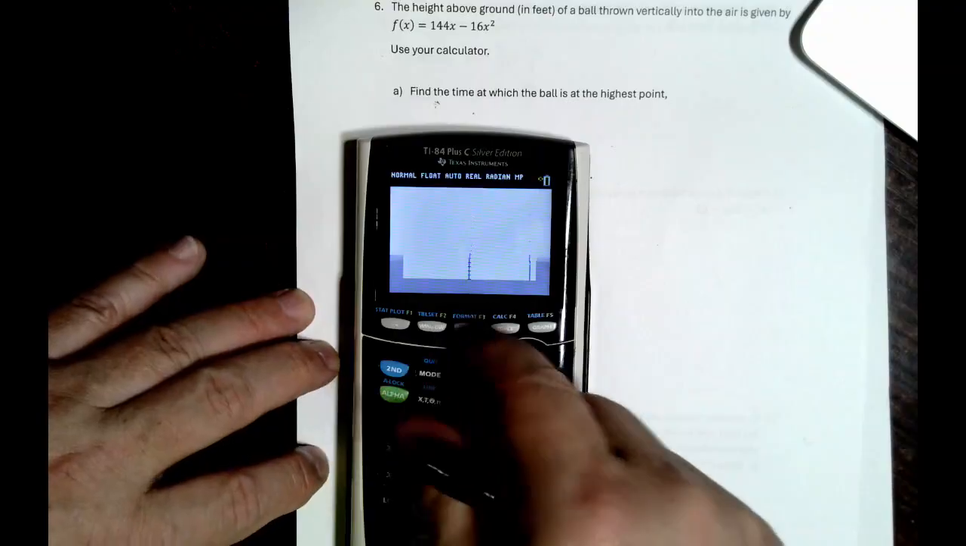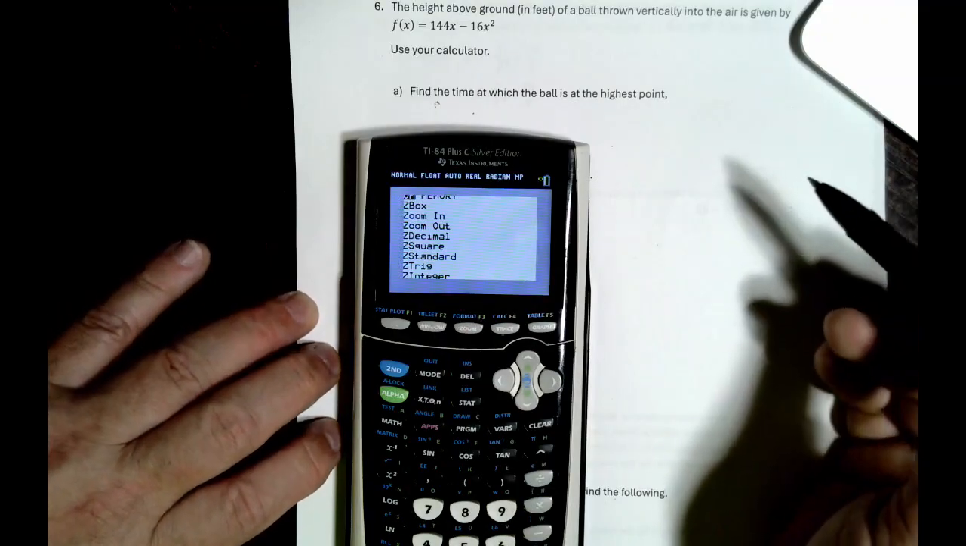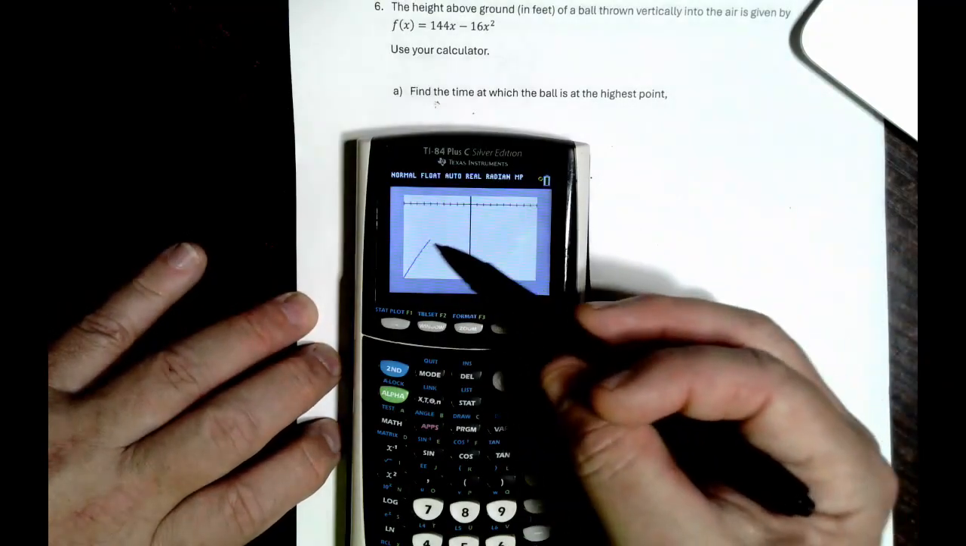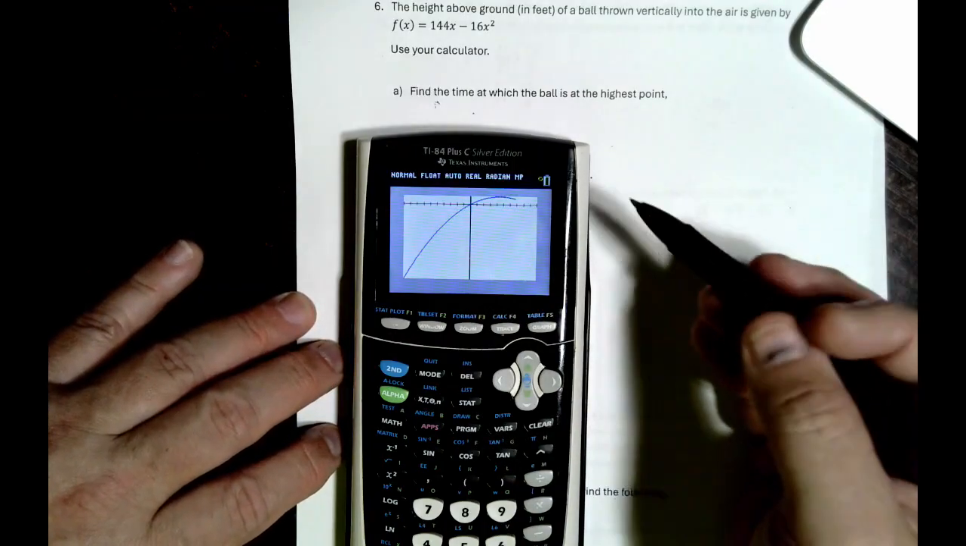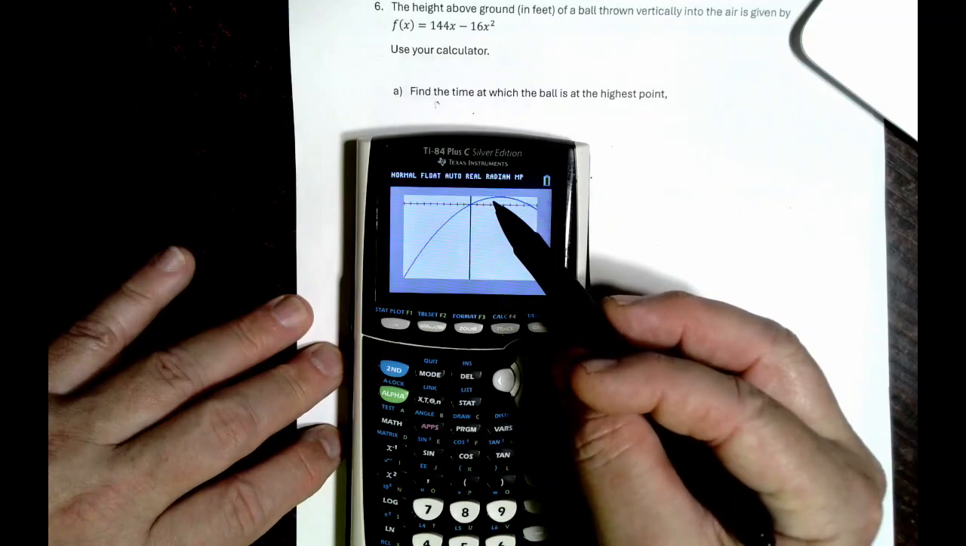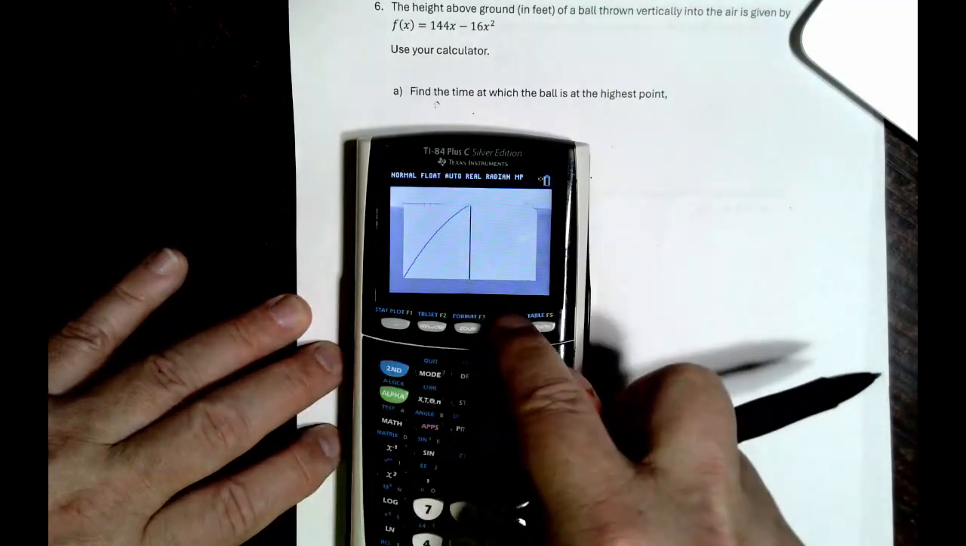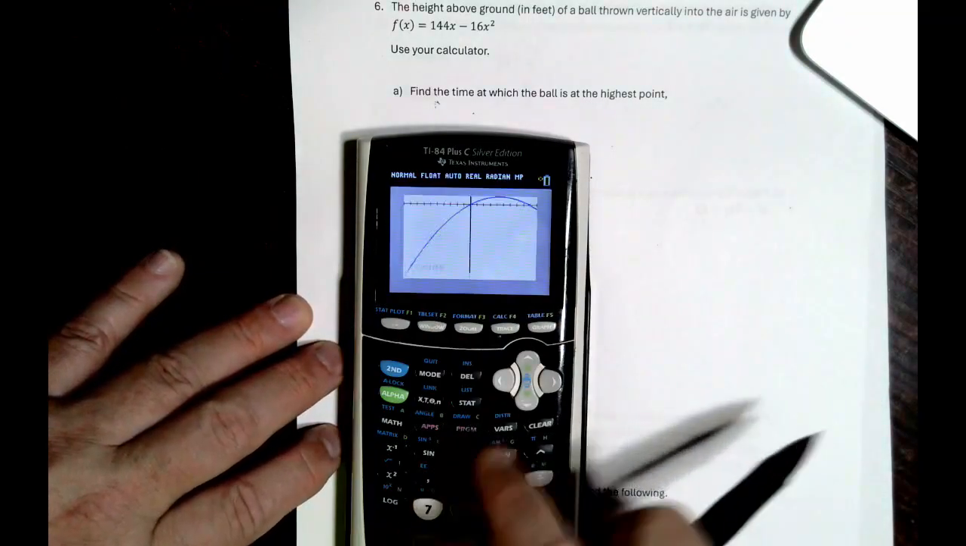Then hit zoom 0 is a good start. After zoom 6, zoom 0 will give you a better picture. And if you need to, you can zoom out, but you don't really need to. We're just looking for this maximum point here. So second trace maximum 4.